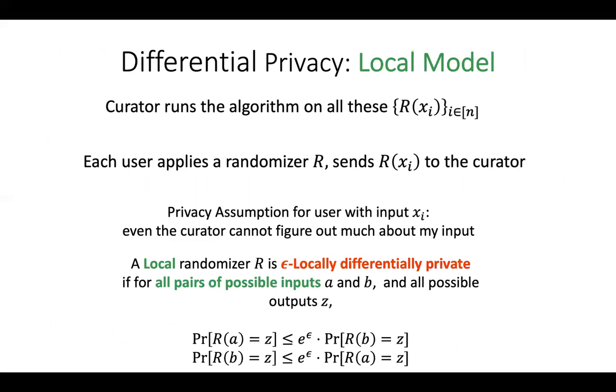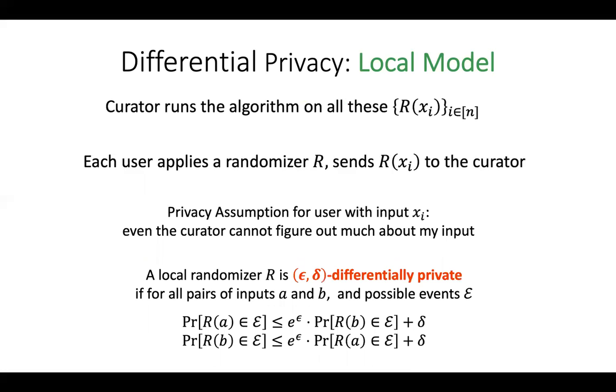So precisely, we can define a local randomizer R to be epsilon locally differentially private if for all pairs of possible inputs A and B and all possible outputs Z, the probabilities that R outputs Z under A or B are very close. And similarly, we can define the epsilon-delta differentially private algorithm as before by allowing some tolerance of delta.